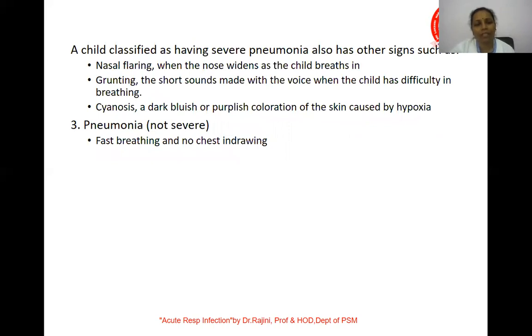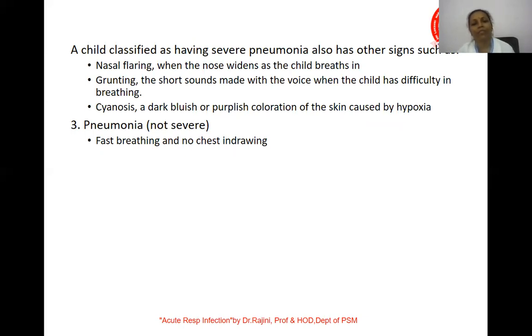A child classified as having pneumonia can have other signs such as nasal flaring, where the nose widens as the child breathes in. Grunting, the short sounds made with the voice when the child has difficulty breathing. Cyanosis, a dark bluish or purplish coloration of the skin, caused by hypoxia. So these are the other signs and symptoms which can be noted if the child has pneumonia: nasal flaring, grunting, cyanosis.